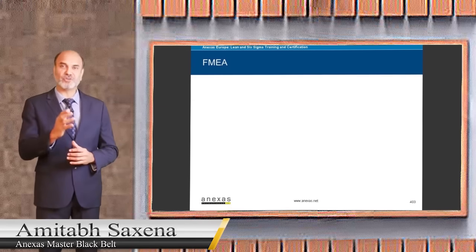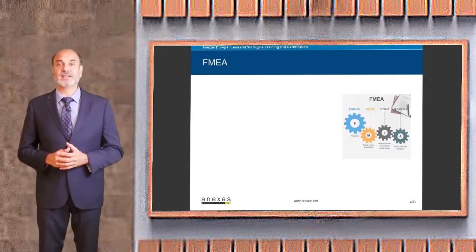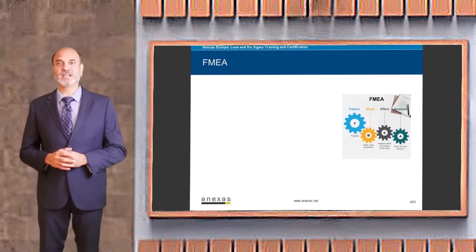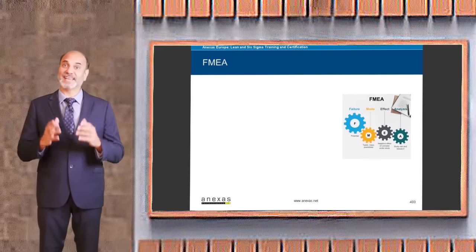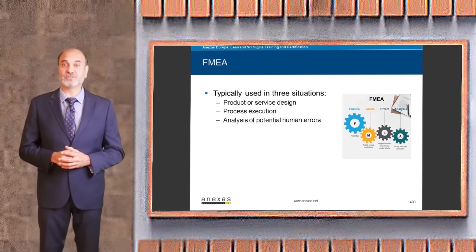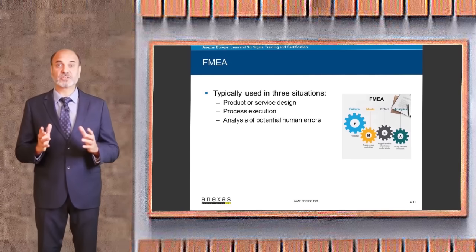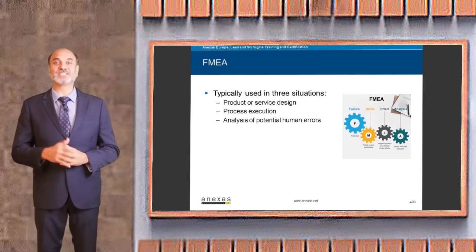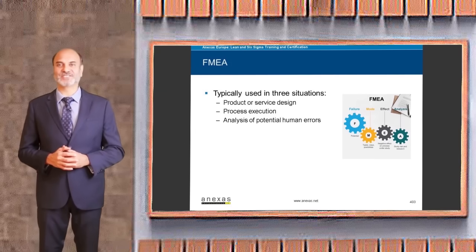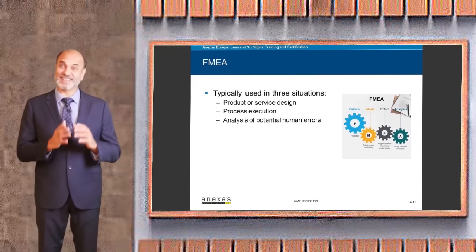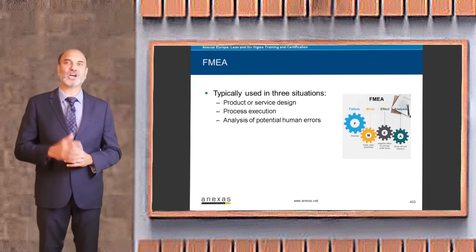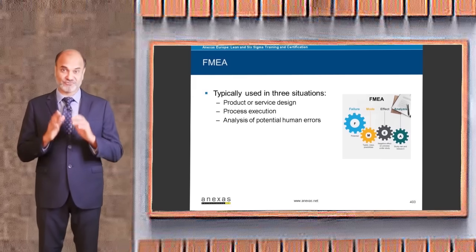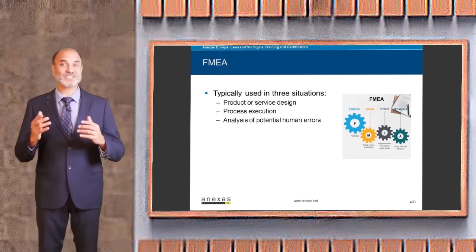Of course, after the Apollo missions, it was used by the Navy, then defense services, and later on by automobile companies. But now it is used in healthcare too. Typically, it is used in three situations: product or service design, process execution, or analysis of potential human errors. You can use this in the analyze phase also. But right now we are learning FMEA in the improve phase because we don't want to fail in implementing the solution.